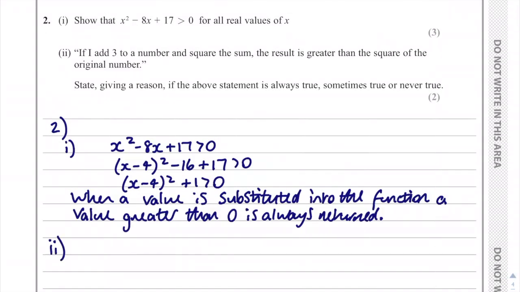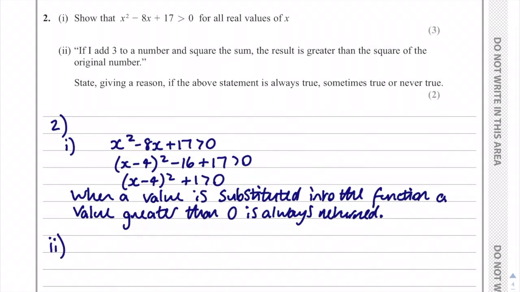Now, the second part of the question says, if I add 3 to a number and square the sum, the result is greater than the square of the original number. State, giving a reason, if the above statement is always true, sometimes true, or never true. So what we're saying is if I have a number, let's call it x, and I add 3 to that result and I square it, it's going to be greater than x squared. Well, let's test some values to see whether this is true.